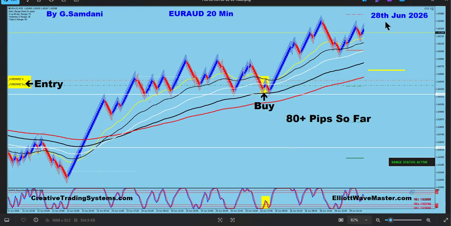This is the first trade on the 28th, when the market opened up on Sunday. It was already there from last Friday, and I closed that here at 80 pip, from the 20-minute chart entry. Now, here, this is my setup.